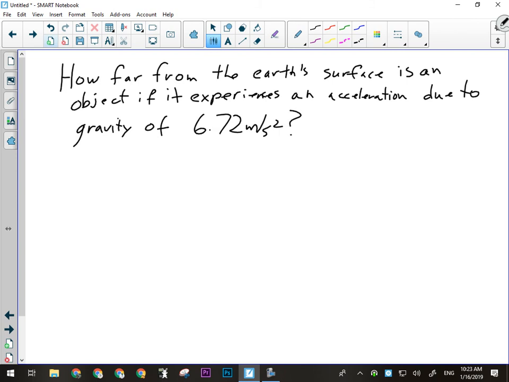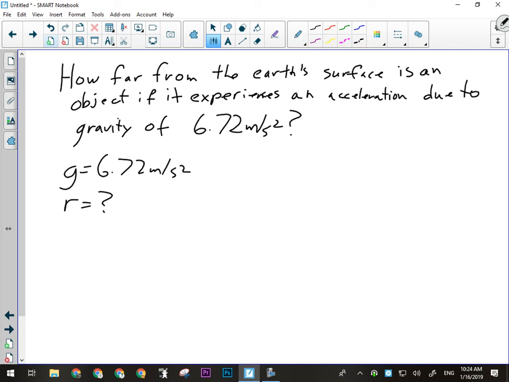Okay, so how far from the Earth's surface is an object if it experiences an acceleration due to gravity of 6.72 meters per second squared? All right, so we have little g, 6.72 meters per second squared. We're looking for how far from the surface. Of course, the formula won't give me that. The formula will give me how far from the center. So I'll have to do one more operation after that.